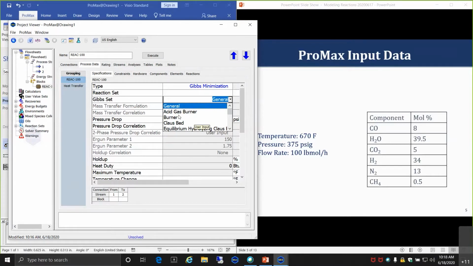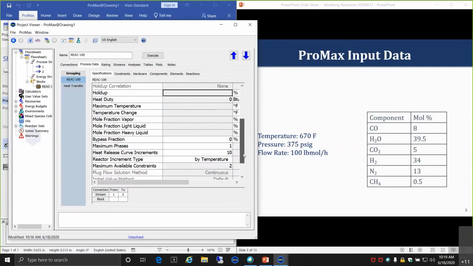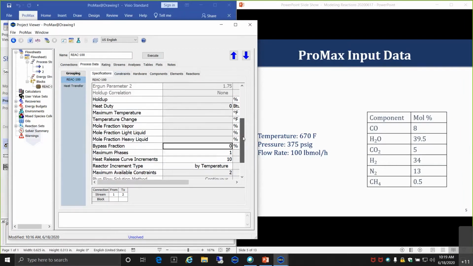If they're not there, then you usually get warnings. And it tells you what species need to go back and be added to be able to use that particular Gibbs set. We're going to leave this as general for now, and we'll put in a pressure drop. We'll come back and discuss the bypass fraction, which is down here, and we'll come back and discuss the constraints in a little bit as well.